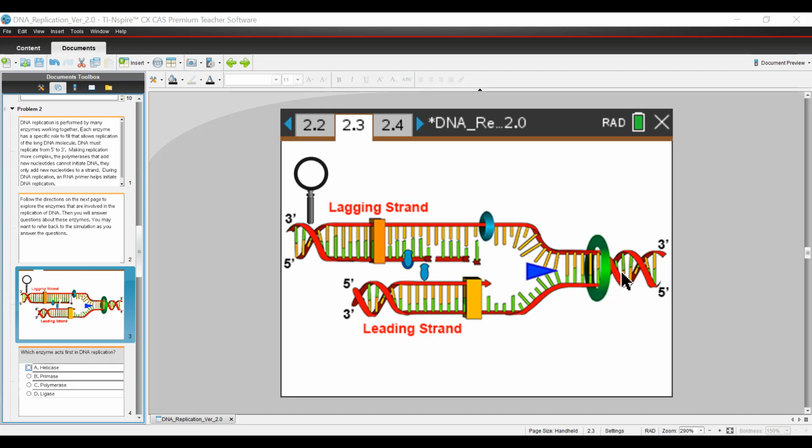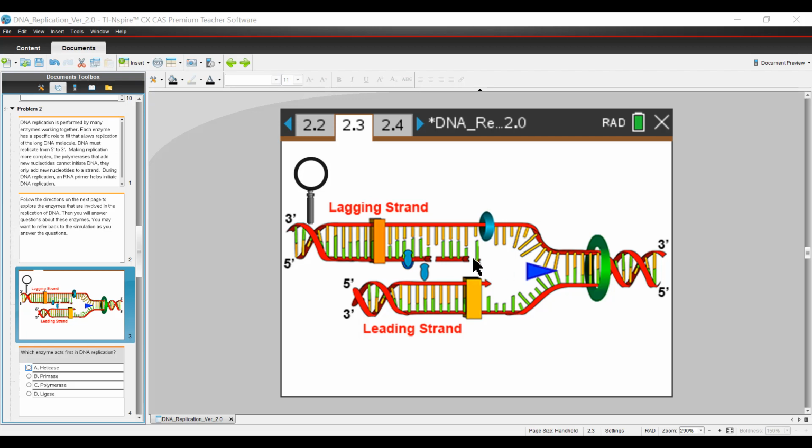So replication's moving in that direction. Separation of DNA is moving in this direction. Replication's happening on both parent strands, but one's moving in the direction of replication and of the replication fork, and one's moving in the opposite direction of it. So the lagging strand's going opposite the direction of the replication fork.